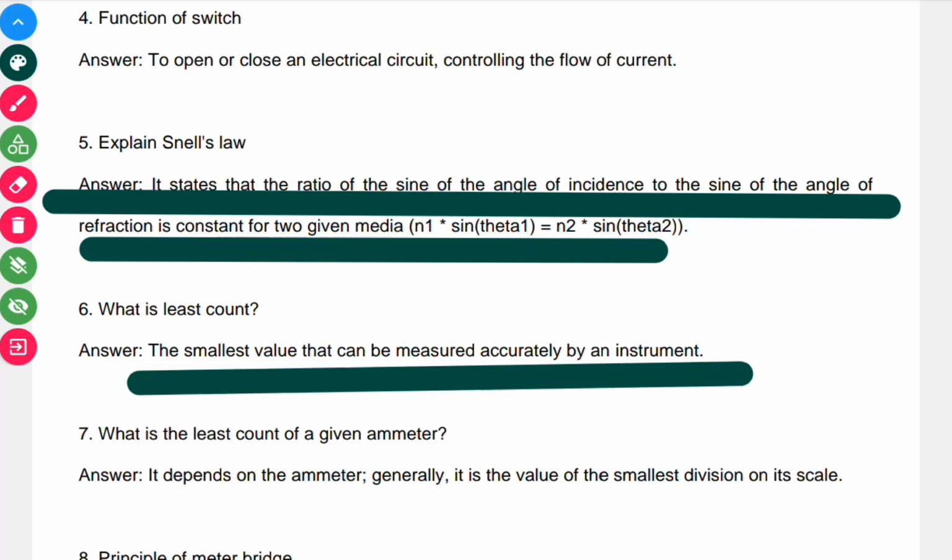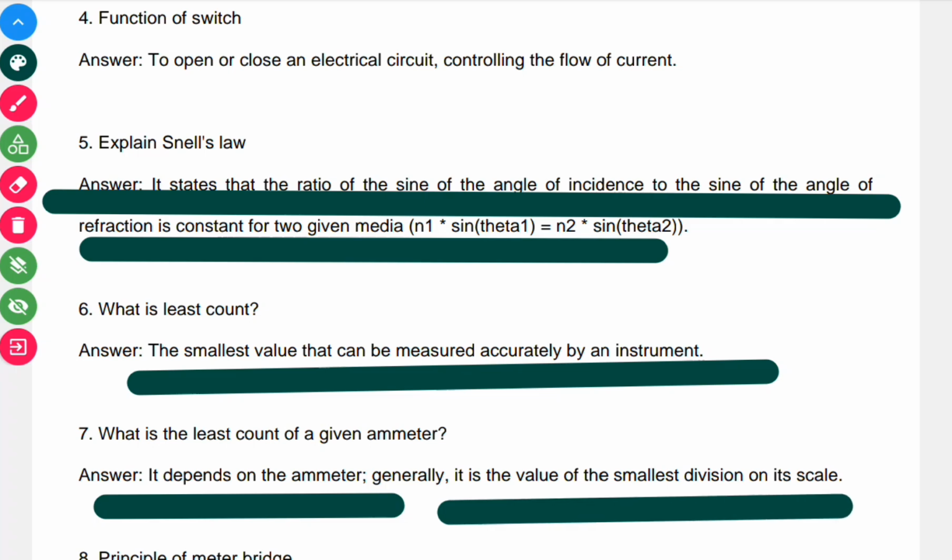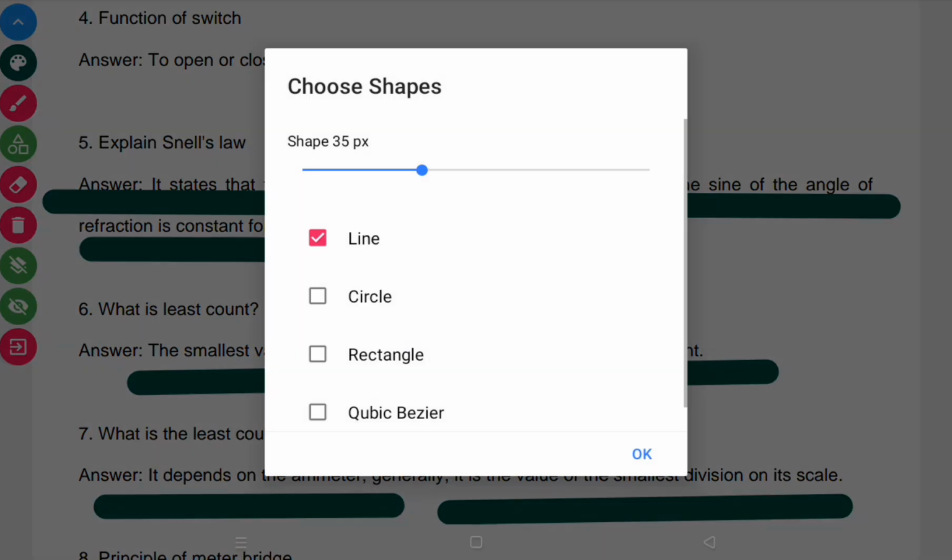What is least count? The smallest value that can be measured accurately by an instrument. What is the least count of a given meter? It depends on the meter. Generally, it is the value of the smallest division on its scale.